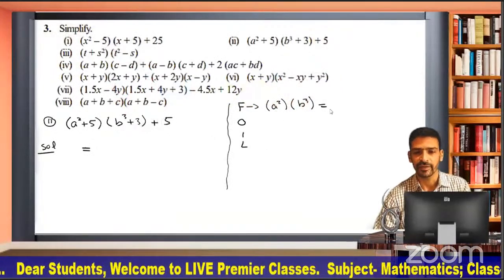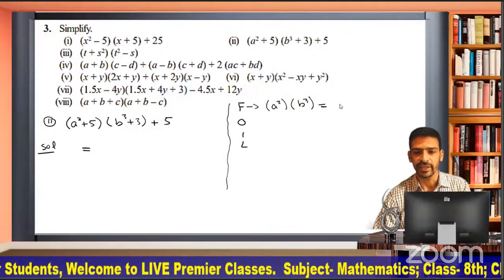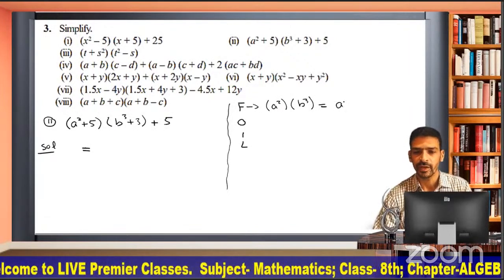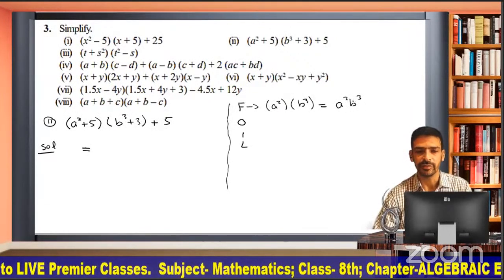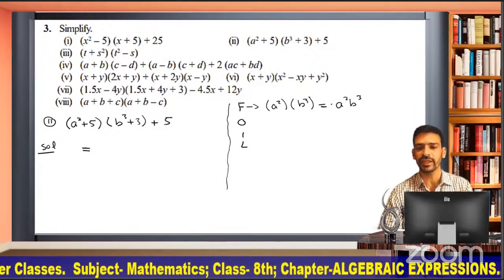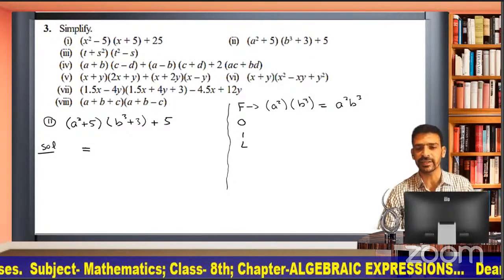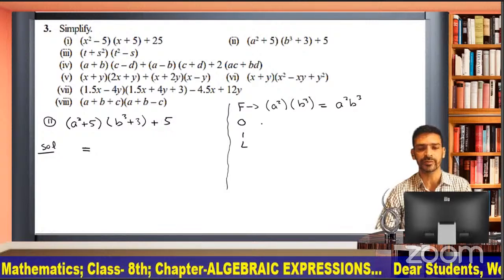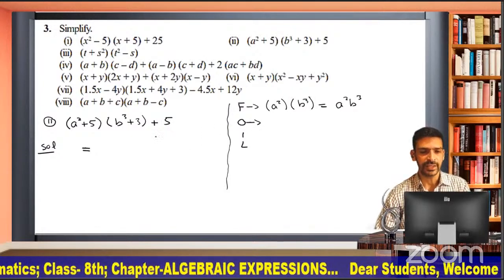See, we write it here: a square b cube. Coefficient 1 multiplied by coefficient 1 is coefficient 1. A square multiplied by b cube is a square b cube. Now let us see the outer terms.